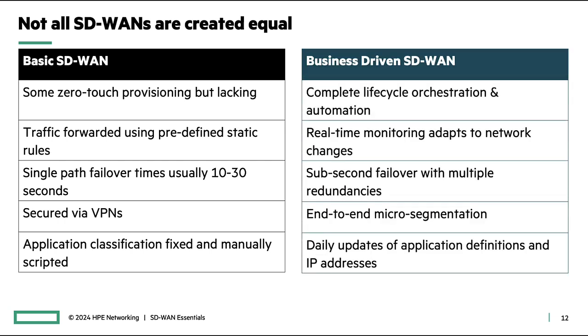So what is a business-driven SD-WAN and why is basic SD-WAN not good enough? A business-driven SD-WAN provides lifecycle orchestration and automation. Basic SD-WANs do not always provide full end-to-end orchestration of all WAN edge functions, such as routing, security, including service chaining to advanced third-party security services, and WAN optimization. Continuous self-learning: a basic SD-WAN steers traffic according to predefined rules, usually programmed via templates.